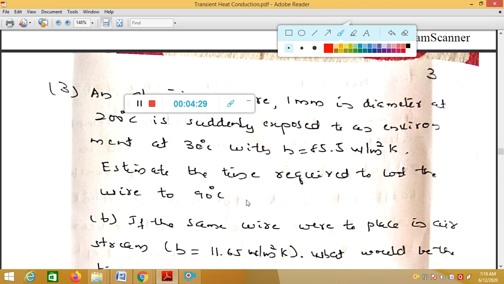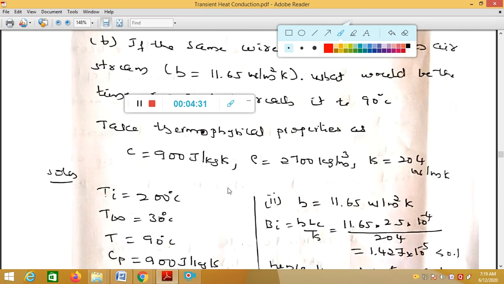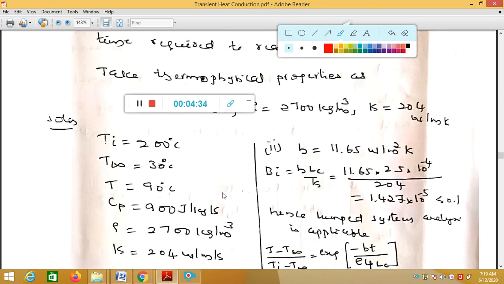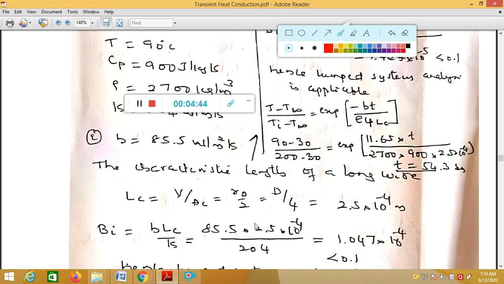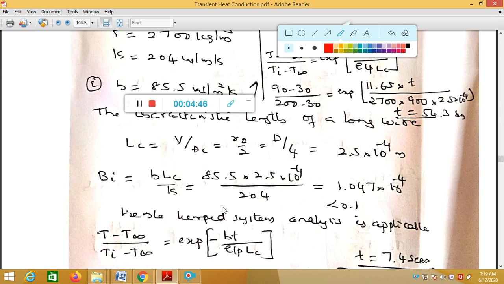For that again we can use the formula for the Biot number, with Lc for a cylindrical wire being V by A. The characteristic length is R0 by 2, which for a cylindrical wire is equal to D by 4, equal to 2.5 into 10 raised to minus 4. Find the Biot number. Biot number is equal to h Lc by k, with h equal to 85.5. This comes to 1.047 into 10 raised to minus 4. It is less than 0.1.